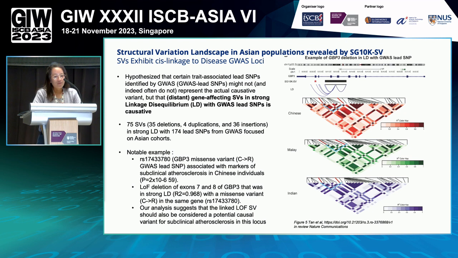By performing this analysis, we found 75 of these SVs that are in strong linkage disequilibrium with the GWAS lead SNPs. One example would be a deletion in the GPP3 gene that's in strong linkage disequilibrium with a GWAS lead SNP involved in subclinical atherosclerosis in Chinese individuals.